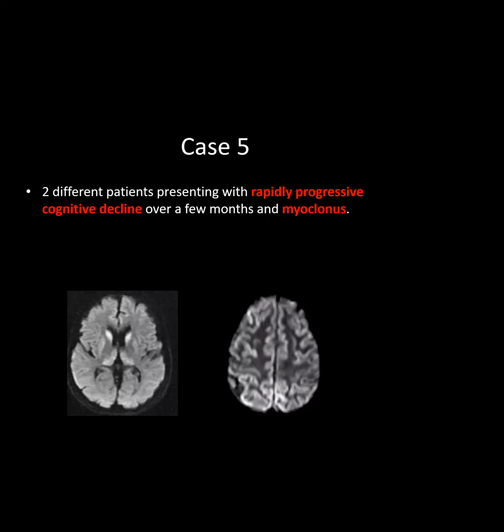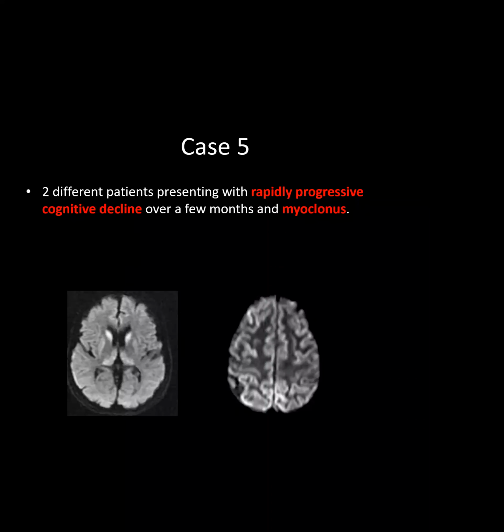Basically, I'm seeing diffusion restriction in the head of the caudate, a little bit like a hockey stick on the thalamus bilaterally, and on the right, I think you can see some cortical ribboning in the occipital lobe bilaterally. And I think this is CJD.